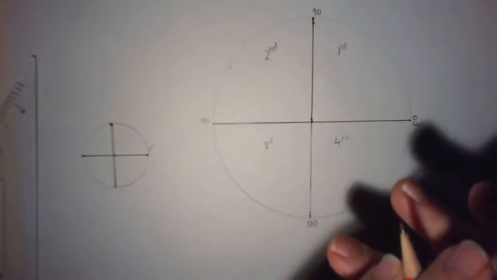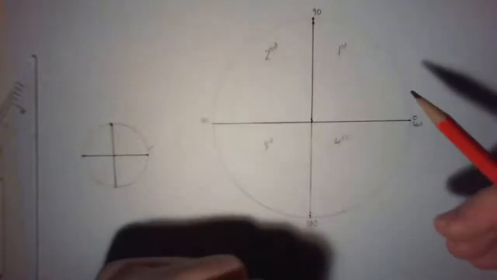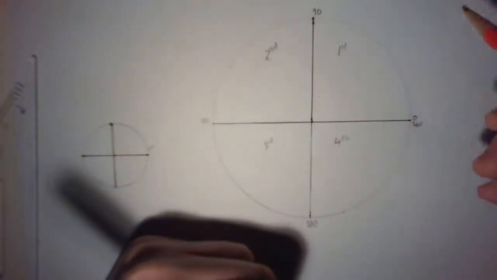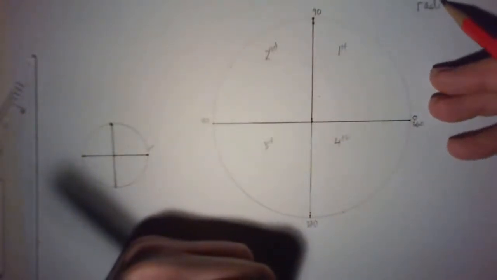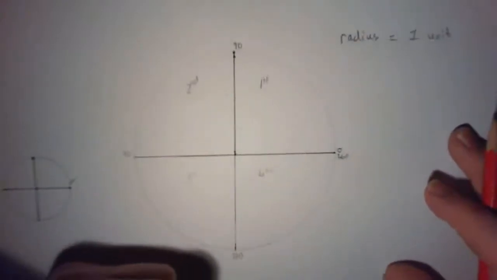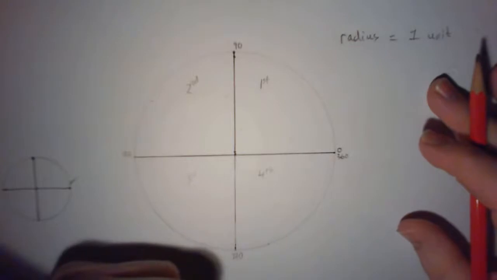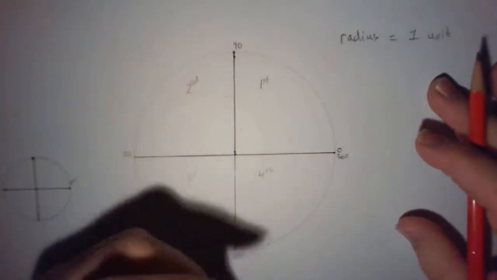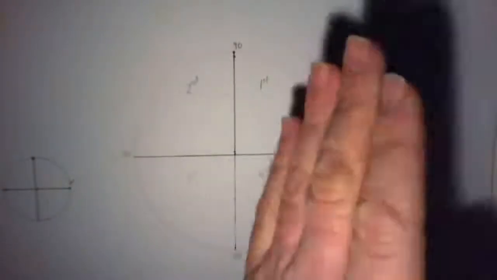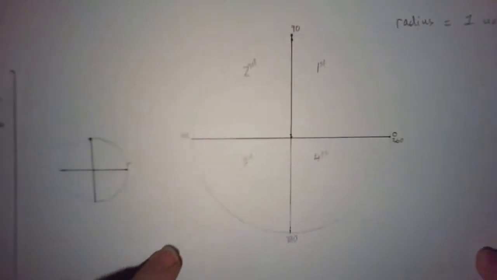Now, when we're dealing with a unit circle, the important thing to realize is that the radius of the circle equals 1 unit. It doesn't matter whether that's 1 centimeter or 1 meter, it's just 1 unit. It's not 1.2 of a unit or 1.3 of a unit, it's 1 unit of whatever. So everything else is referenced to 1 unit. Keep that in mind because that'll be important in a few minutes.